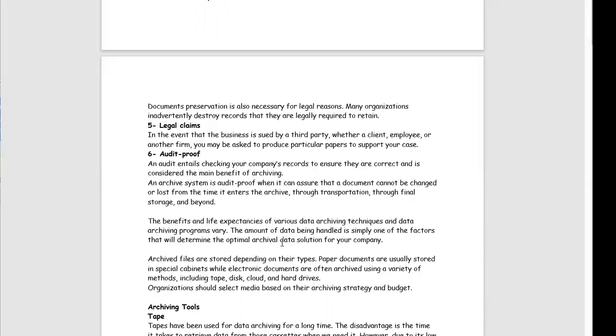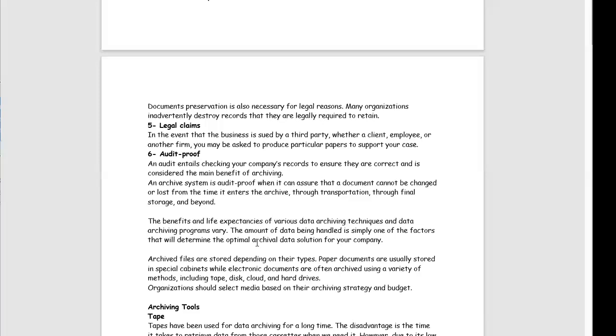The benefits and the life expectancy of various data archiving techniques and programs vary. The amount of data being handled is simply one of the factors that will determine the optimal archival data solution for your company. Archived files are stored depending on their types. Paper documents are usually stored in special cabinets, while electronic documents are often archived using a variety of methods, including tape, disk, and hard drives. Organizations should select a medium based on their archiving strategy and budget.